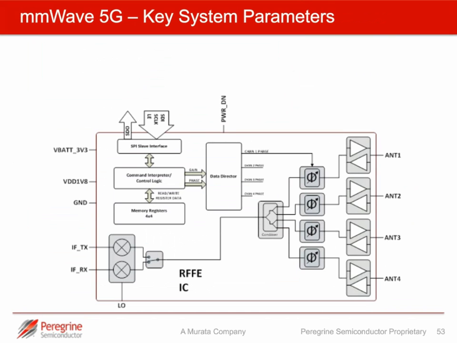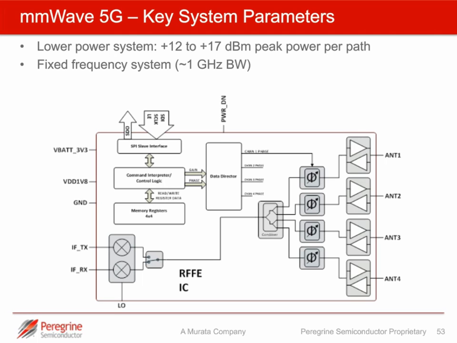So again, looking at this, the Peregrine approach is a lower power system. The power requirement may be +12 to +17 dBm peak power per path. It's a fixed frequency system, so it's a relatively narrow fractional bandwidth, something in the order of maximum 1 gigahertz at 28 gigahertz. So all of this lends itself to much higher levels of integration. And the diagram at the bottom shows the type of integration that is possible and achievable with a technology such as UltraCMOS.